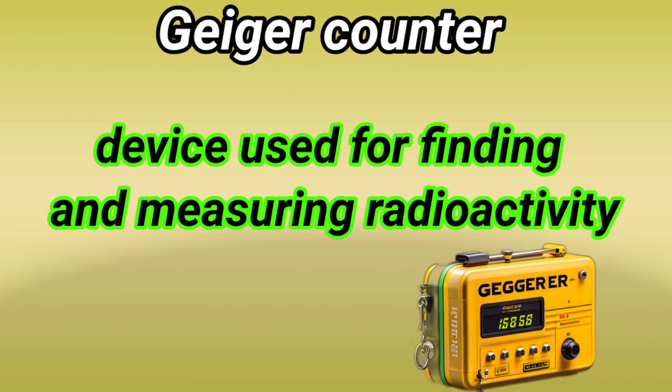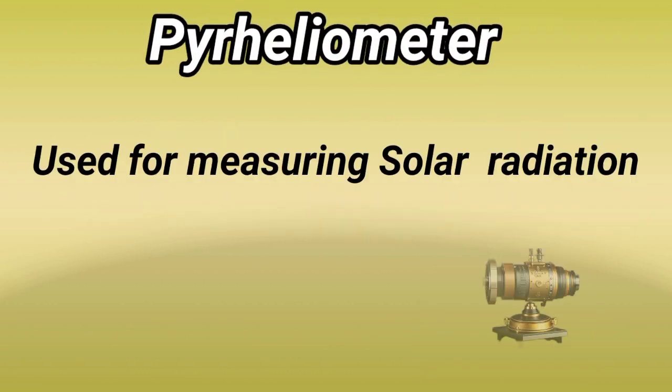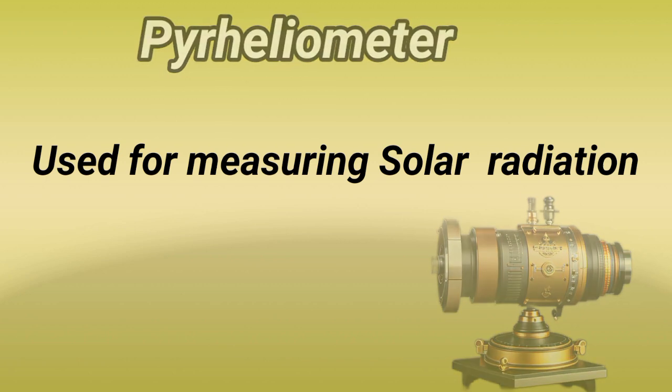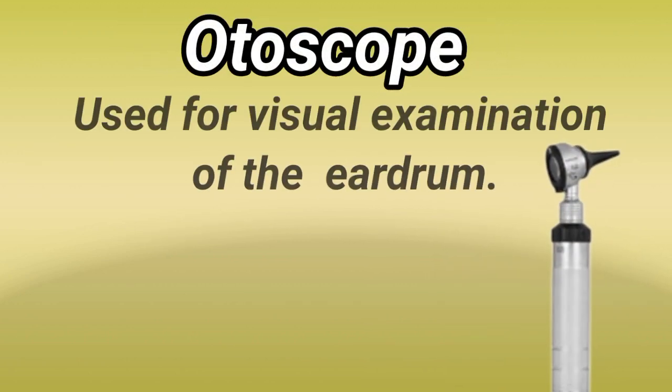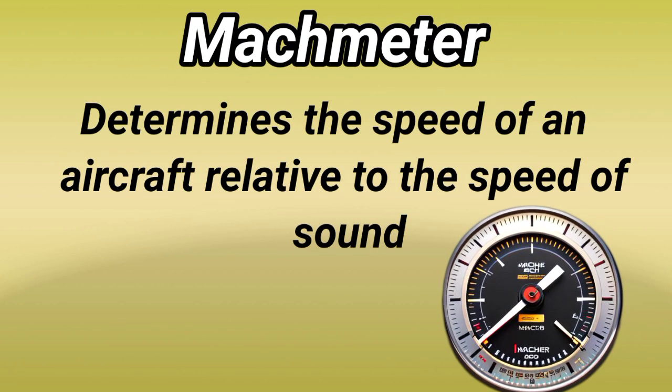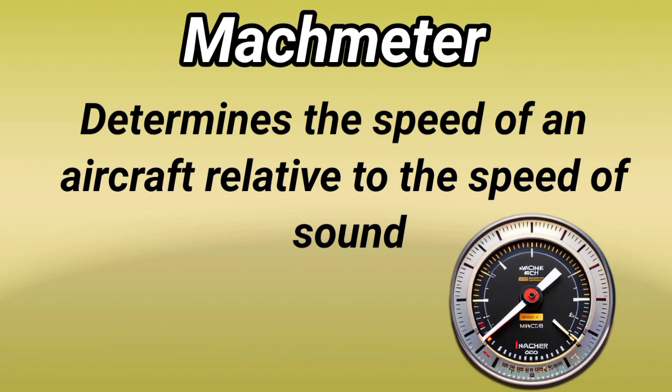Geiger counter: device used for finding and measuring radioactivity. Pyrheliometer: used for measuring solar radiation. Otoscope: used for visual examination of the ear drum. Mach meter: determines the speed of an aircraft relative to the speed of sound.